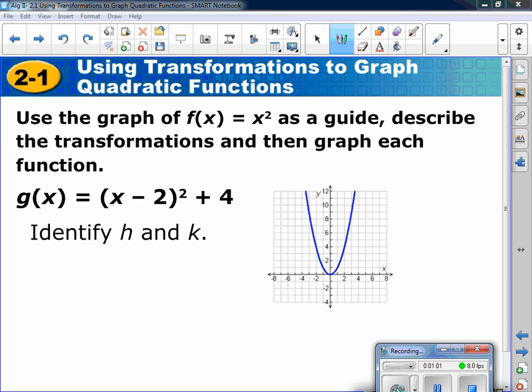With our parent function of f of x equals x squared as a guide, we're going to describe the transformations and graph each function. We have g of x equals the quantity of x minus 2 squared plus 4. We first need to identify h and k.